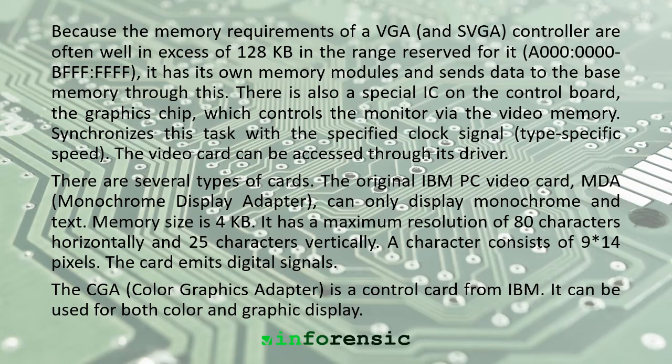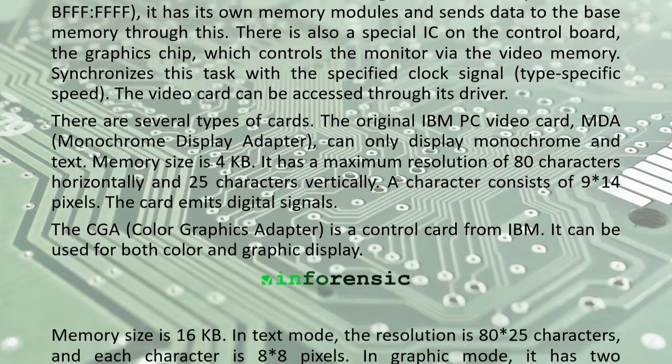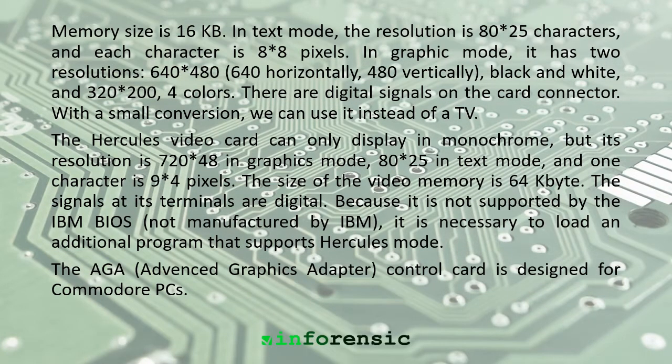The CGA, color graphics adapter, is a control card from IBM. It can be used for both color and graphic display. Memory size is 16 KB. In text mode, the resolution is 80 × 25 characters and each character is 8 × 8 pixels. In graphic mode, it has two resolutions: 640 × 200, 640 horizontally, 200 vertically, black and white, and 320 × 200, 4 colors. There are digital signals on the card connector. With a small conversion, we can use it instead of a TV.